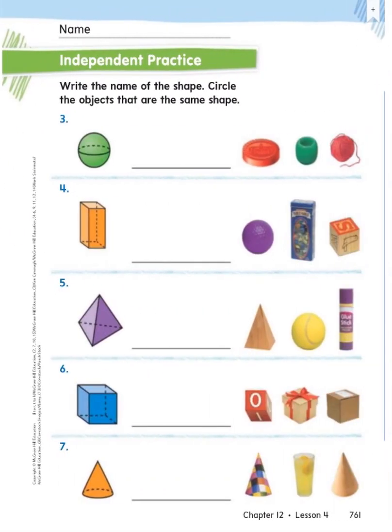Okay, so for numbers 3, 4, 5, 6, and 7, write down the name of the shape. You'd have to go back to the previous page if you need to know how to spell it, and it does have to be spelled correctly. And then circle the objects on the right. I'll pause here while you do that.